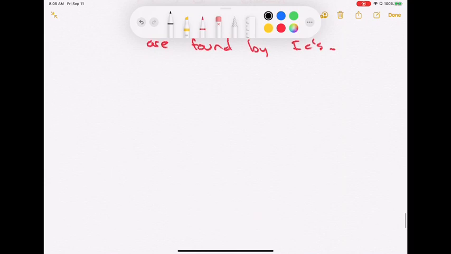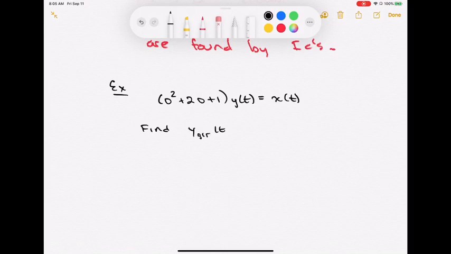So let's do an example, something beyond a first order system. Let's take a look at the following system: D squared plus 2D plus 1 acting on y of t equals x of t. And I want to find y, the zero input response, of t.